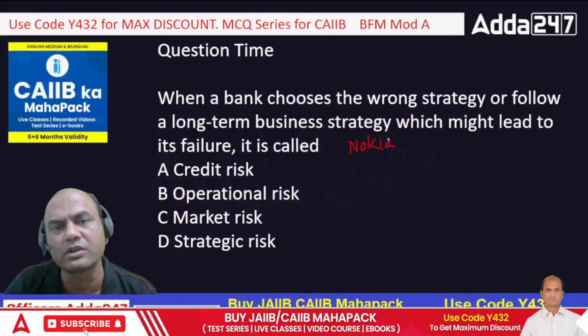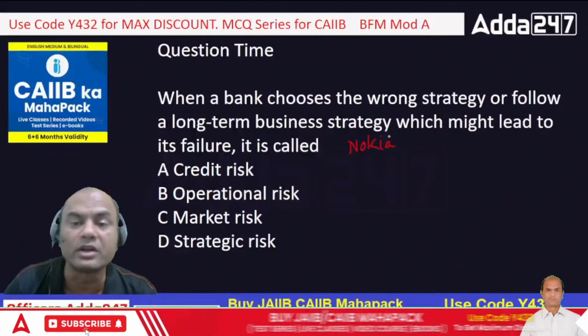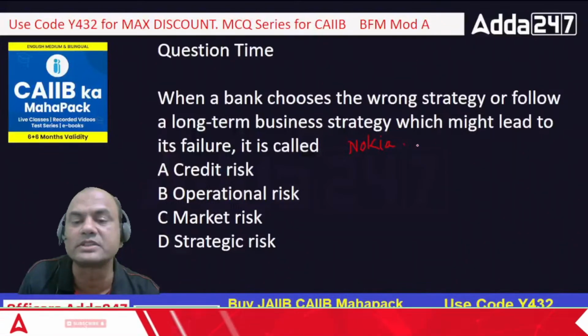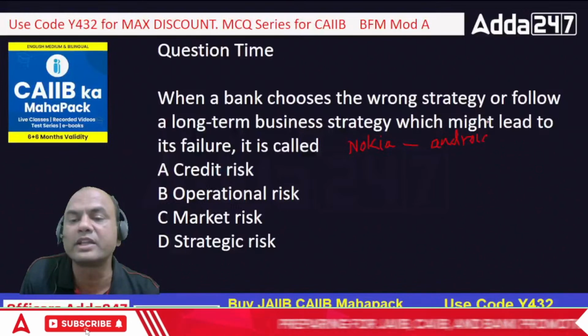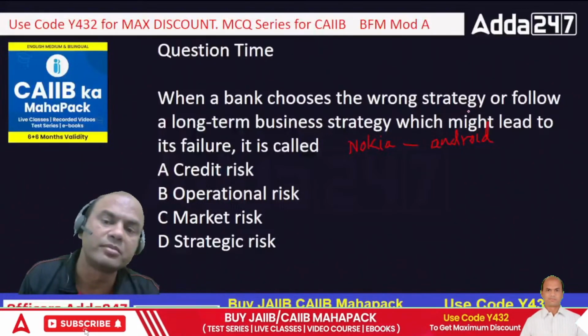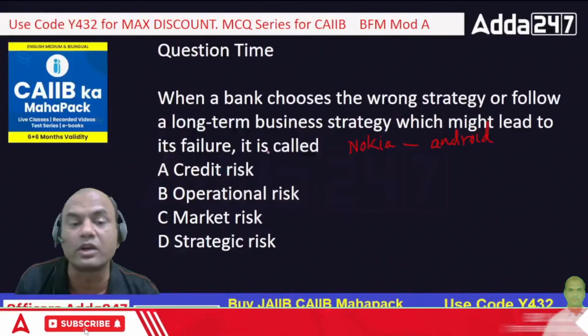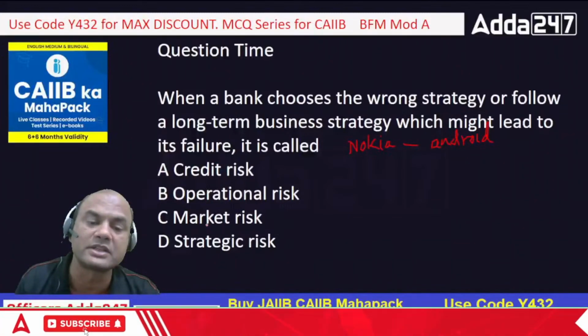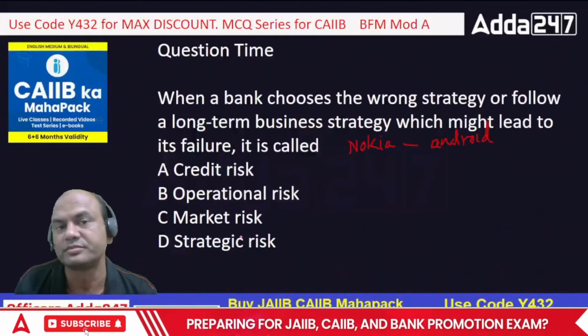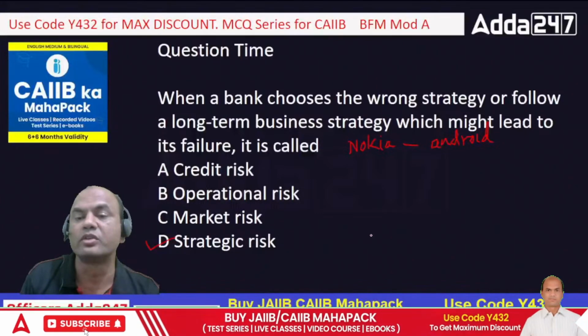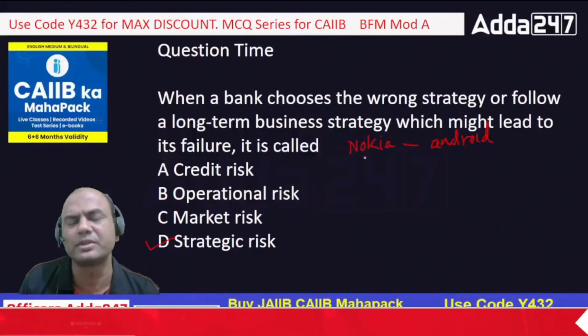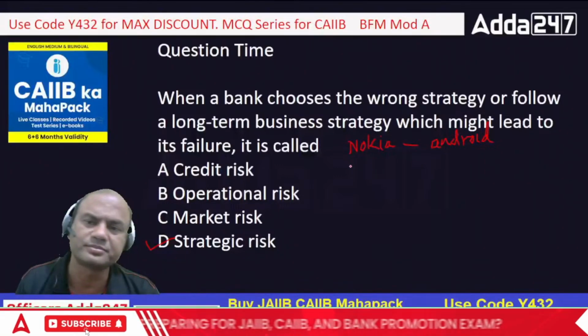No. Why? Where is it gone? Because they didn't look at the Android system coming up. They should have joined this bandwagon of Android, but they missed it. So that's called which risk? Credit, operational, market or strategic? It is called strategic risk. So Nokia, similar. This is one example. There are many examples as such.